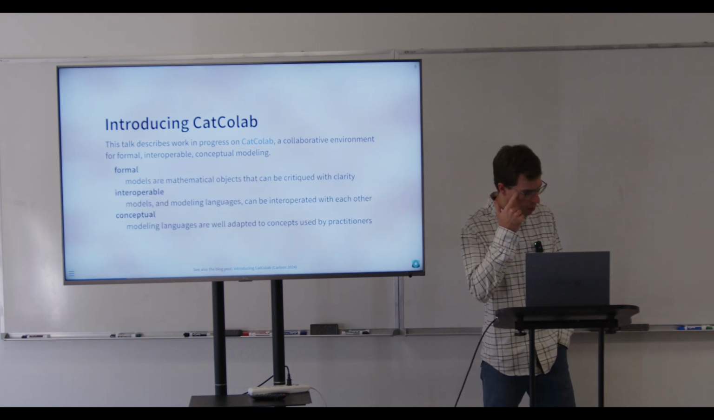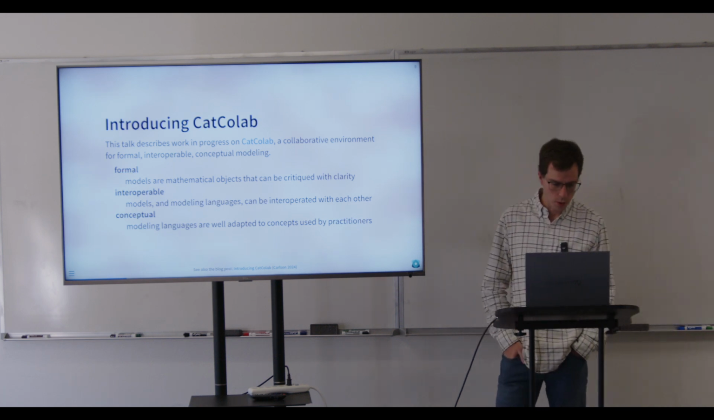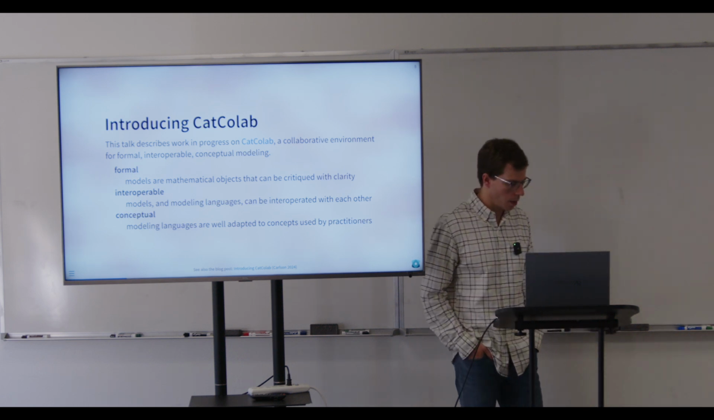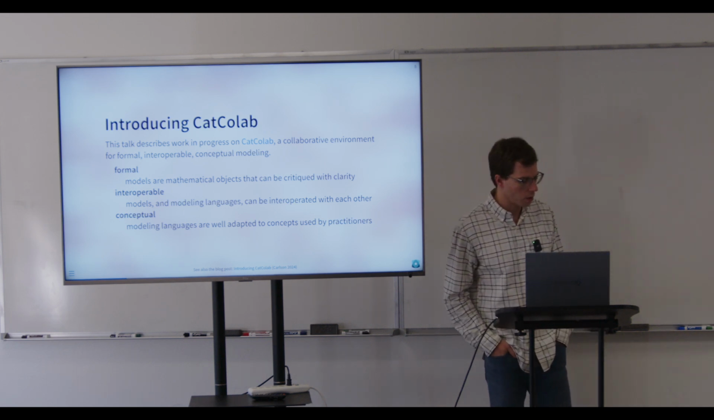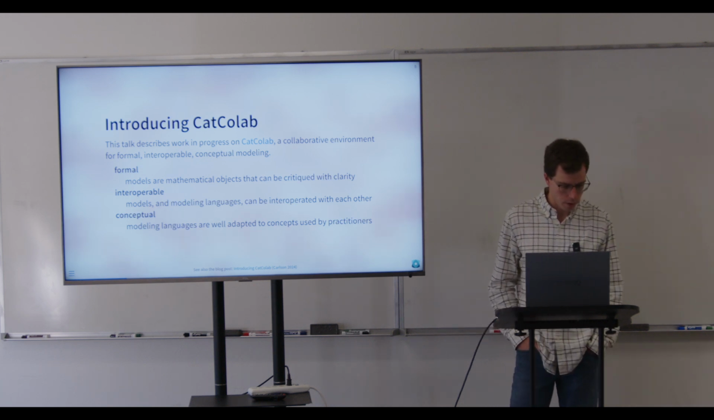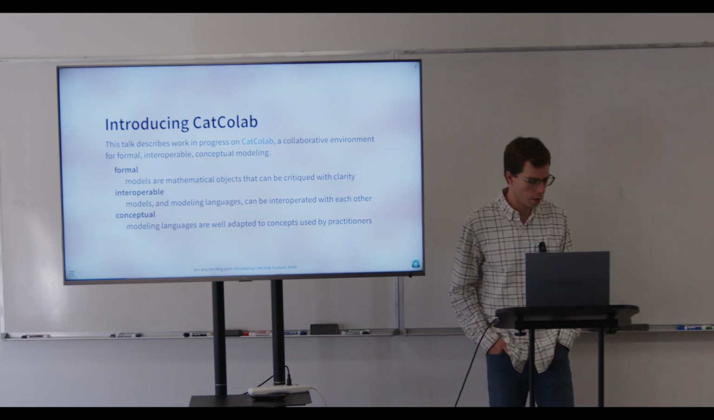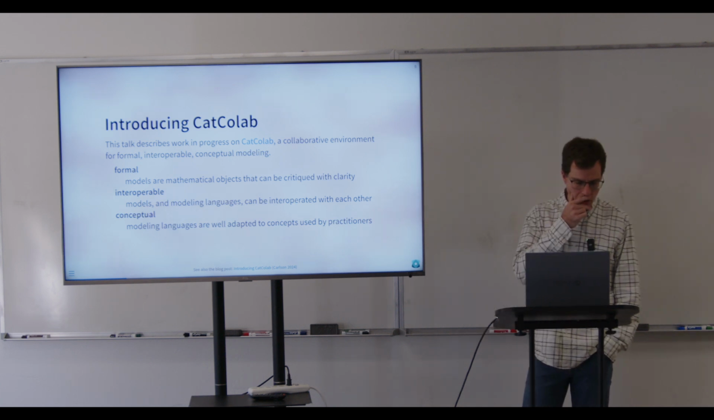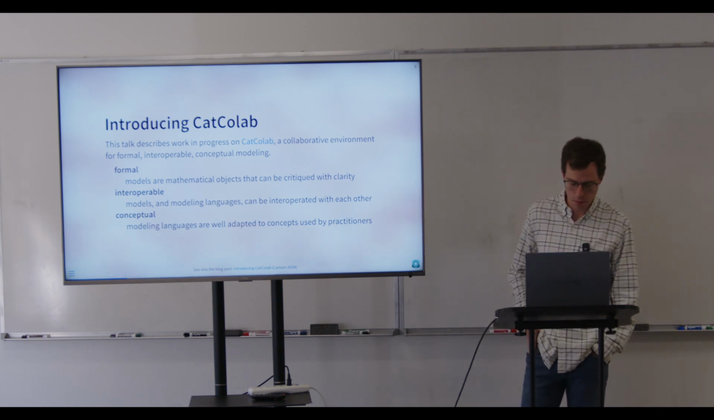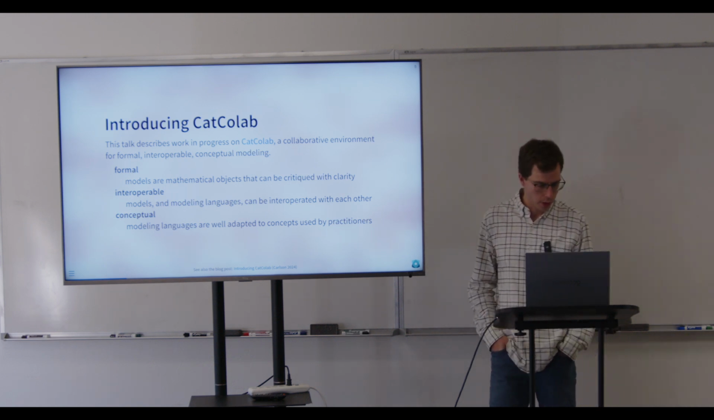To expand, the whole talk will be expanding on different aspects of this, but to give some initial gloss on what this sequence of words is supposed to mean. By saying that we're doing formal modeling, what we mean is that we're working with mathematical objects that are well defined in some way, and hopefully that doesn't mean that they're correct in some strong sense, but it does mean that they can at least hopefully be critiqued with clarity. The aim is to have interoperable modeling, so that models within a particular language or even between languages can be connected or interoperated with each other.